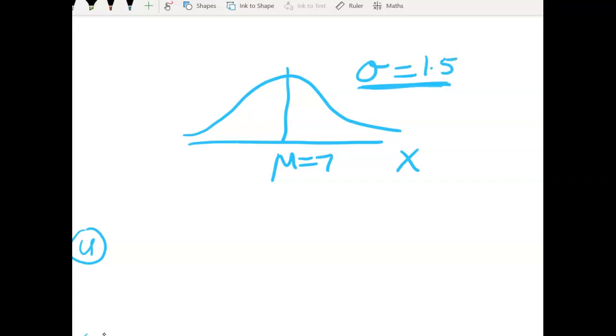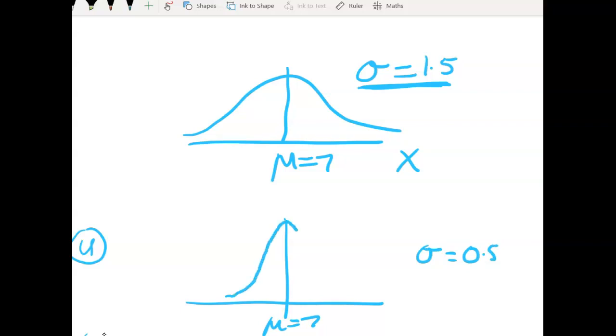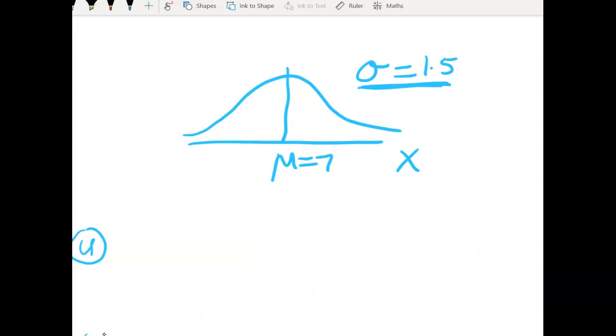Now, you can't see this directly on the graph, but it's telling you how stretched out that normal distribution is, right? So if it's got a small standard deviation, it might look like that. Suppose it had mu equal to 7 and a standard deviation of only 0.5, then we'd have a curve that looks much skinnier and taller, but it would have the same bell shape. Okay, so that's the first thing to notice.